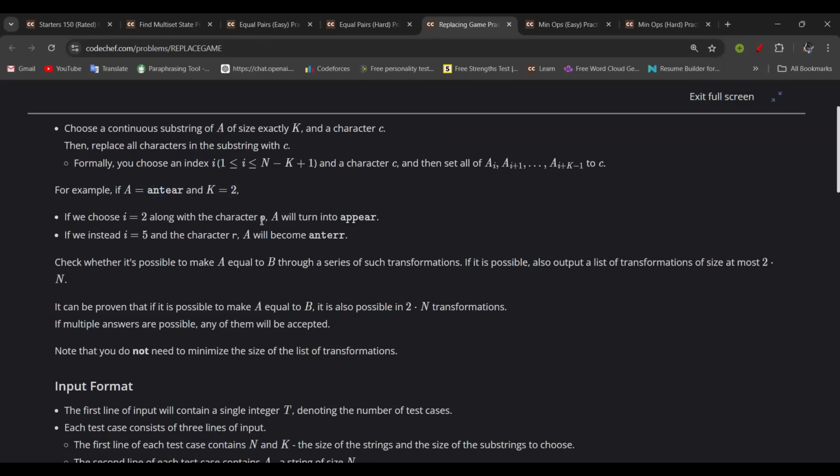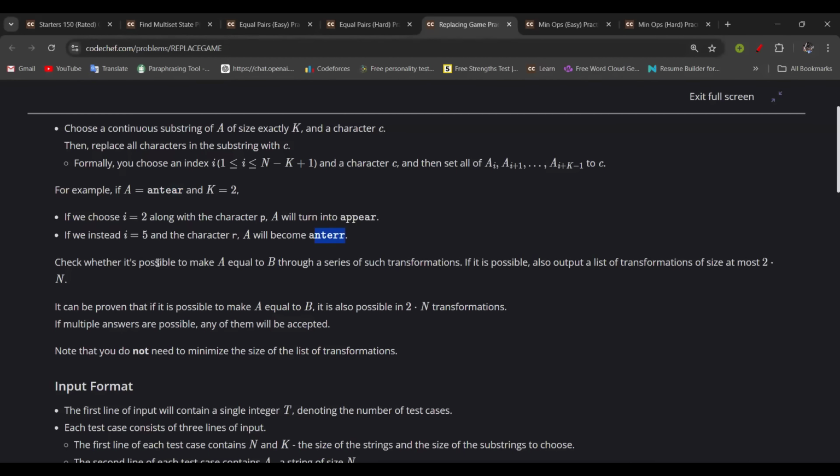If you choose the character p, it would be replaced by p and p, and it would become "appear". Okay, n and t are replaced by p and p, rest remains the same. Or maybe if you select i equal to 5, so 1, 2, 3, 4, 5, then your substring would be this "ar". You select the character r, and this "ar" would be replaced by r and r. It would become this. Okay, I hope the operation is clear.